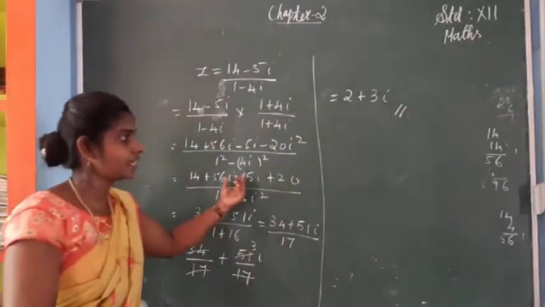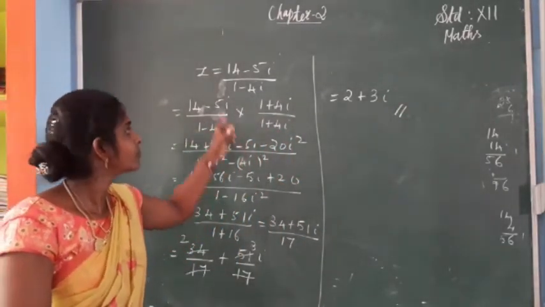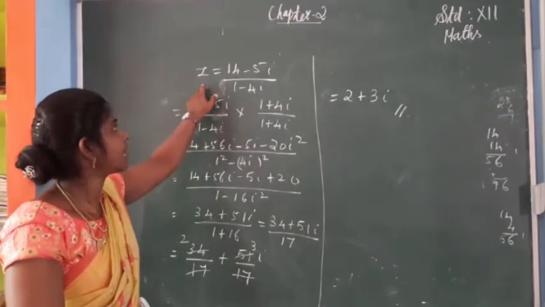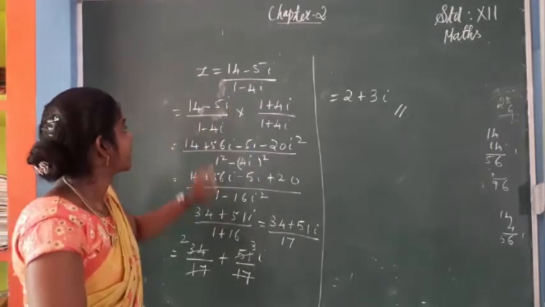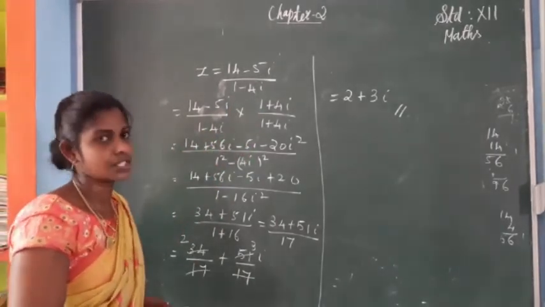So previously I made a mistake, so you have to take down this. So z value you will get 14 minus 5i divided by 1 minus 4i. Then you have to take the conjugate. Okay.